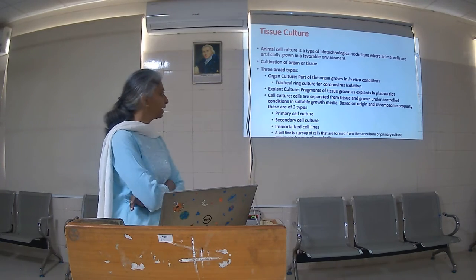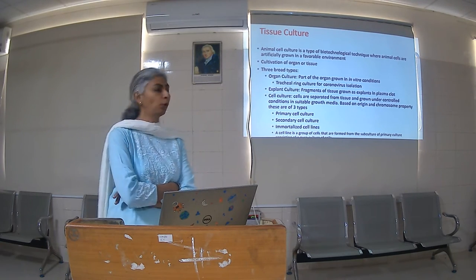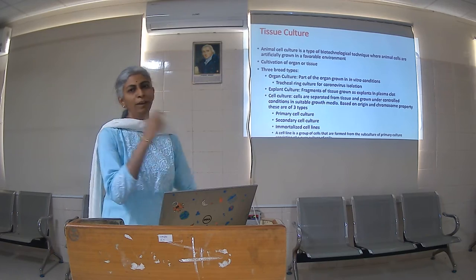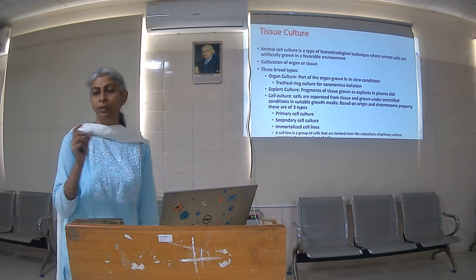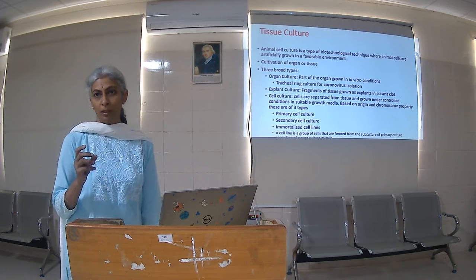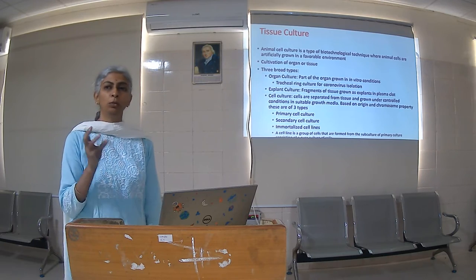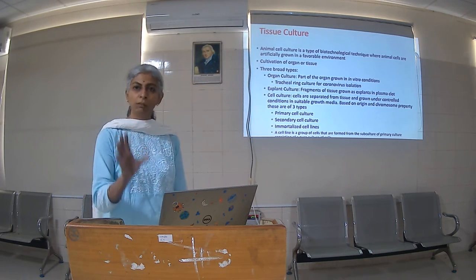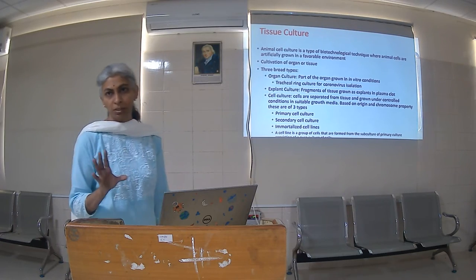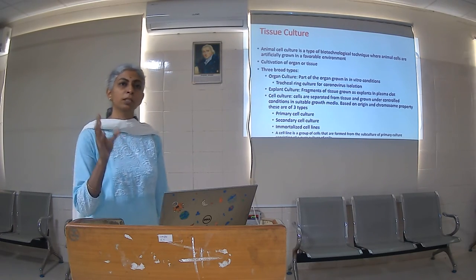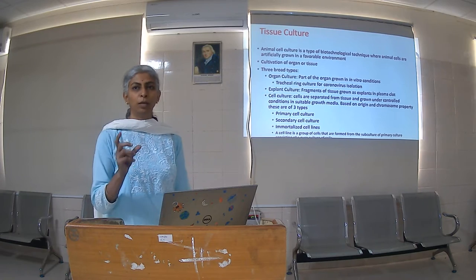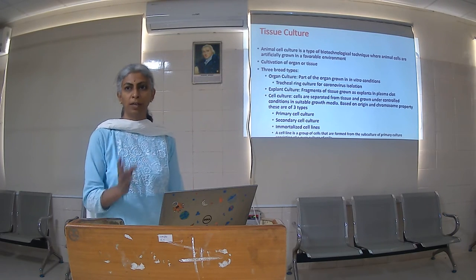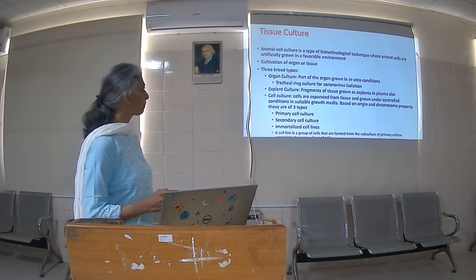Then you can have explant culture. This is another form where you can take fragments of the tissue instead of taking a whole organ and allow the blood to clot in it, right? And then grow it in your petri dish with favorable conditions. Now the idea being that the blood clot itself is providing nutrition to that piece of tissue, right? It is providing the culture medium in that sense.